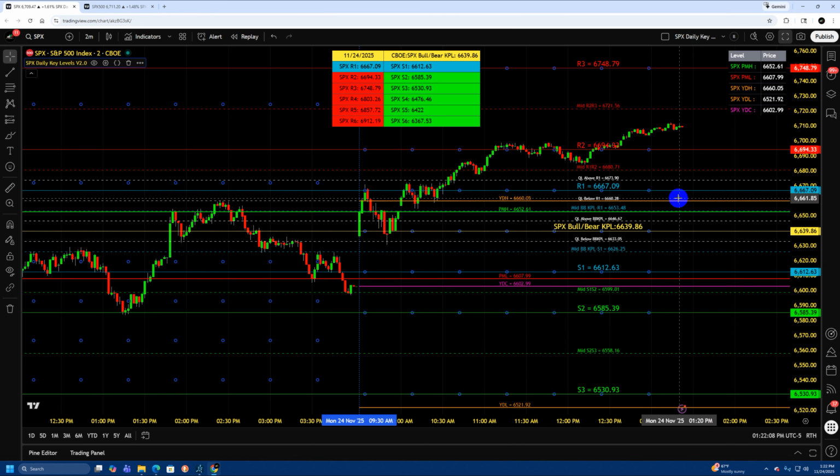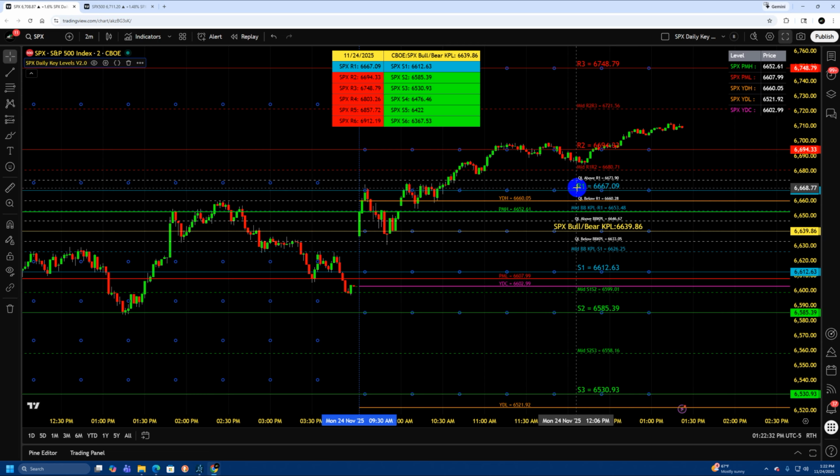And the same thing works on bearish trades. If you were taking a bearish trade from the bull bear KPL level, then your tight stop loss would be the QL above the BBKPL, the level that you're trading. Whereas the standard stop loss on this bearish trade from this level would be the midpoint level above.